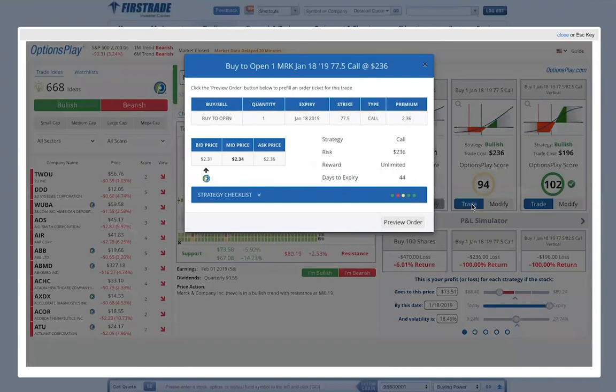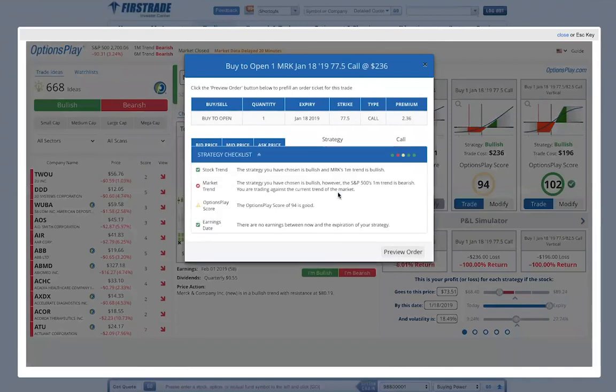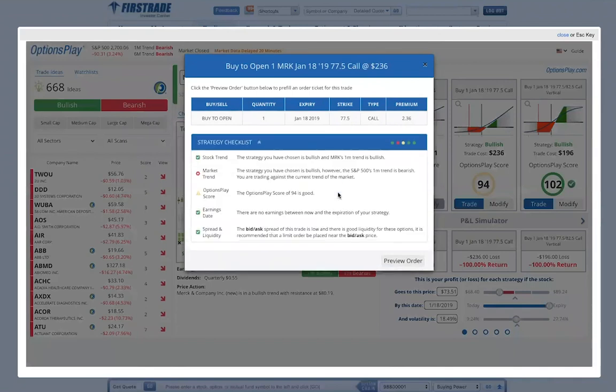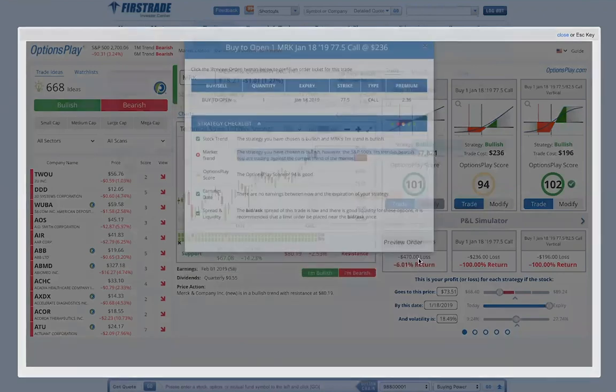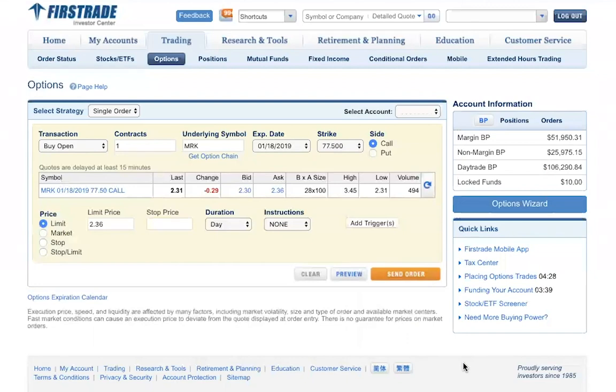And once you're ready to place that trade, you can hit the trade button and check the strategy checklist to see what you're doing. The only thing here is you're trading against the trend of the market because the market is starting to trend a little lower. So as long as you're aware of that risk and you're okay taking that risk, you can hit the preview order button and that will actually send your order off for execution. You can preview that order and send it right off into your Firstrade account without having to place anything other than just clicking on that trade button.